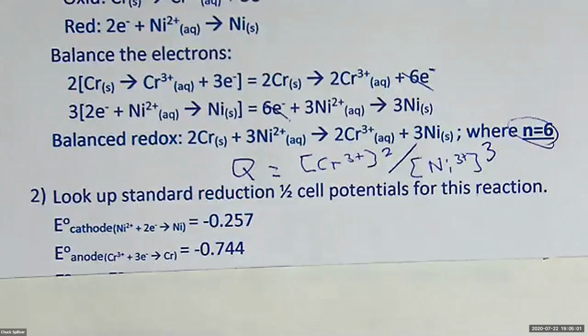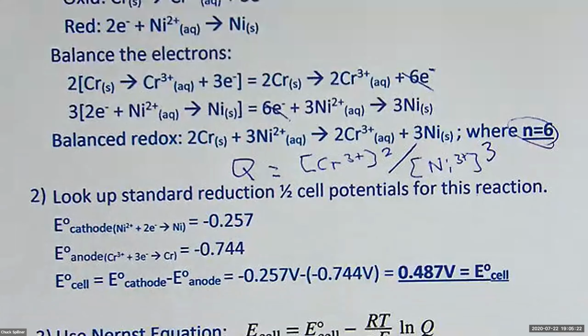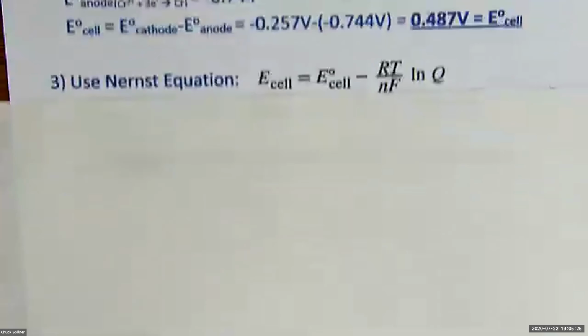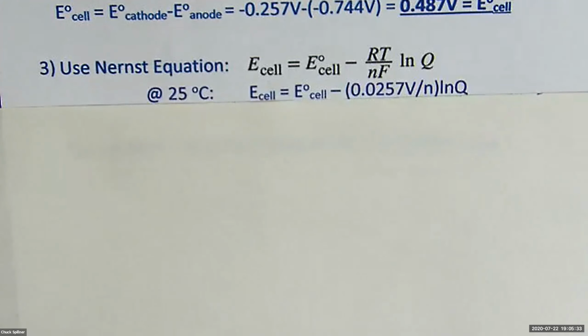So that's how we have it set up. That's correct. That matches our cell notation at the very top. So our E cell is E cathode minus E anode. So we have negative 0.257 minus a negative 0.744. We get a positive standard cell potential of 0.487. So here's our Nernst equation shown here. So it's E cell equals E standard cell minus RT over nF log Q. And since it's at 25 degrees, we can use this equation: E cell equals E naught cell minus 0.0257 volts over n log Q.